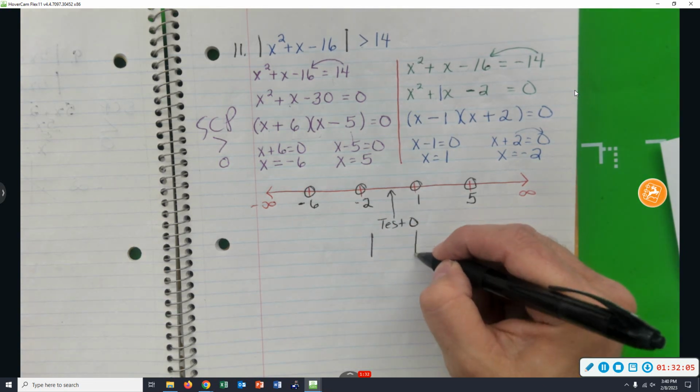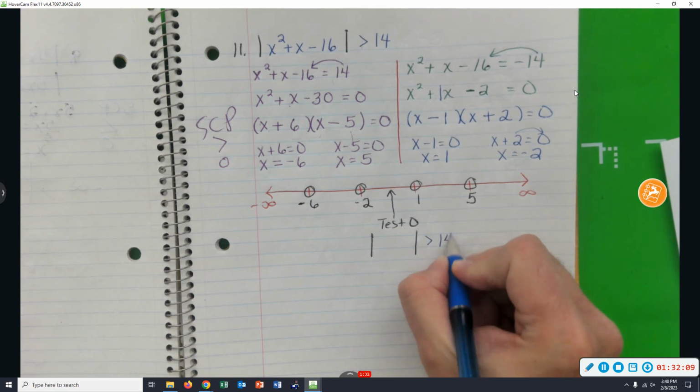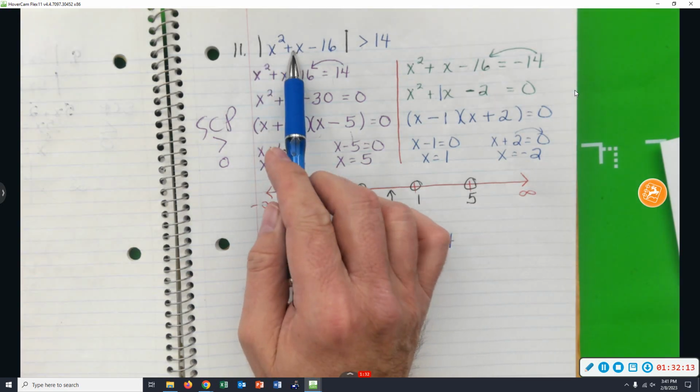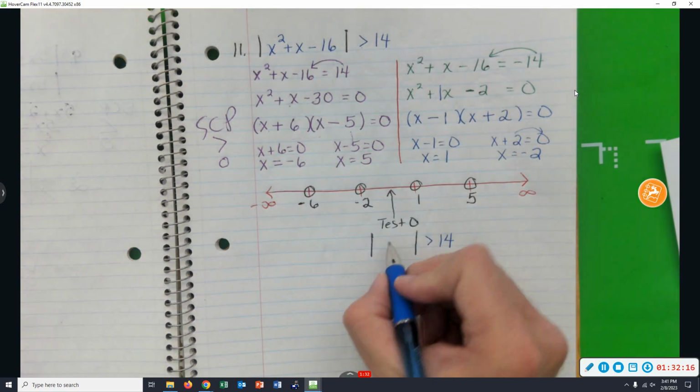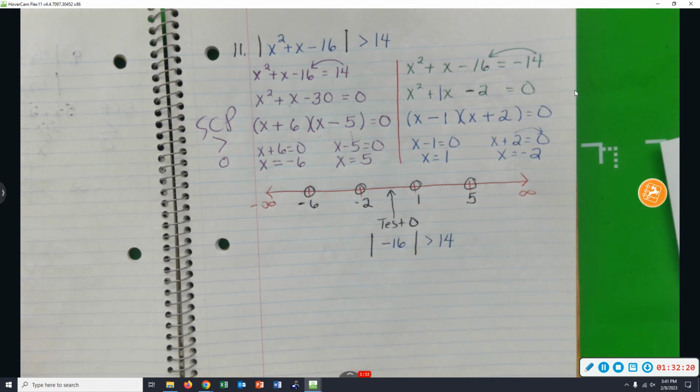When we plug a 0 in for x, and you might say, well, why is it tricky? 0 squared is 0. So 0 plus 0 minus 16, what number's inside here? True or false? But you've got it. Let's see if they make the mistake. Now they won't say anything.